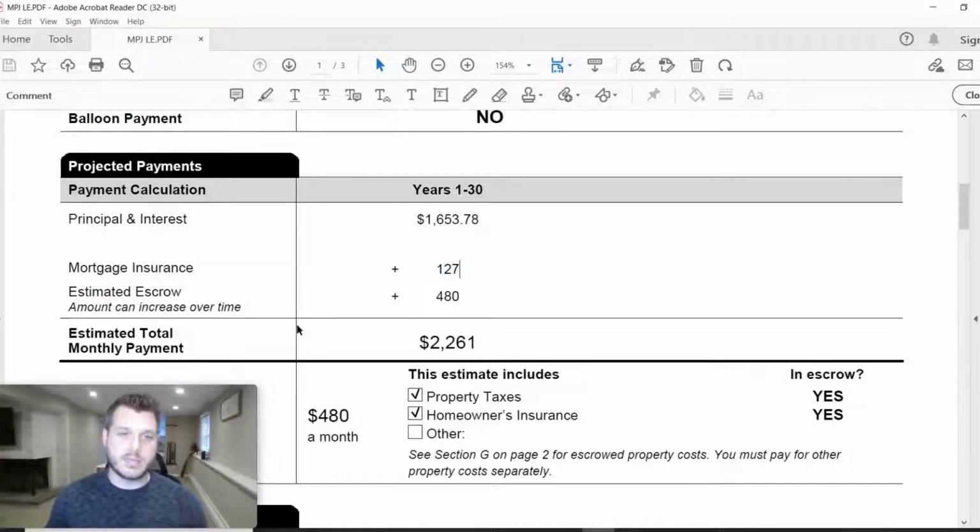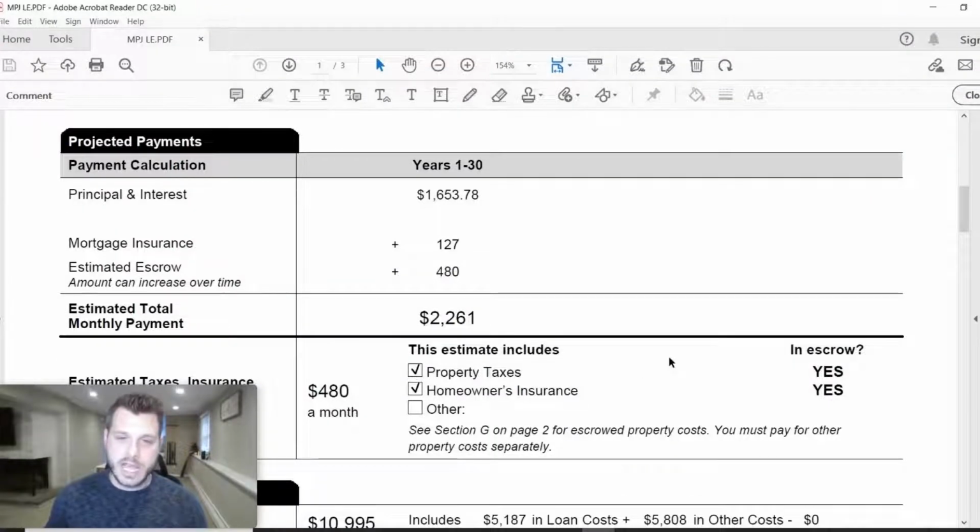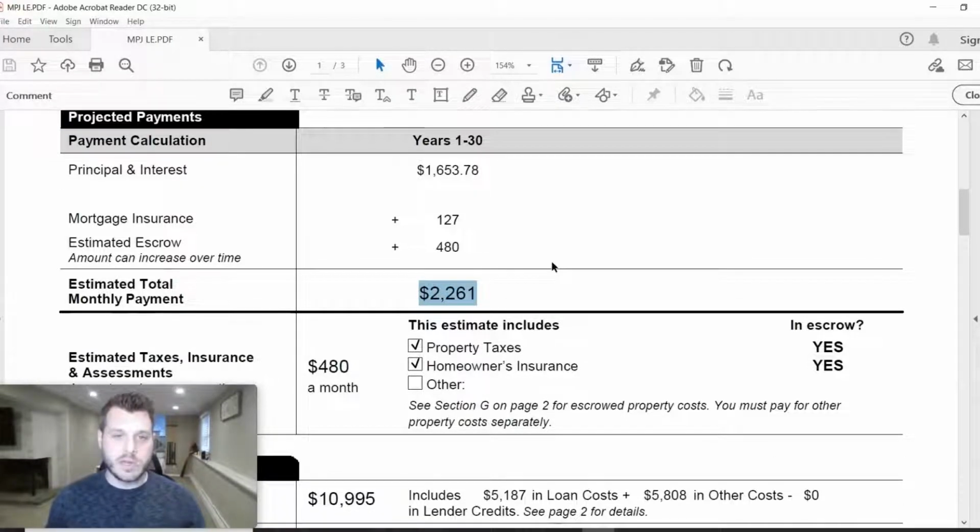And then it has your estimated escrow. So that's going to include right here. It's going to show you your property taxes included. Yes. Homeowners insurance included. Yes. So a combination of those come to $480 when you take your escrow on a monthly basis and your mortgage insurance and add those to your principal and interest payment. You're going to get your estimated total monthly payment. Keep in mind, your homeowner's insurance, you're going to shop, so this payment may fluctuate by the time you get your actual premium in place, ready for closing.